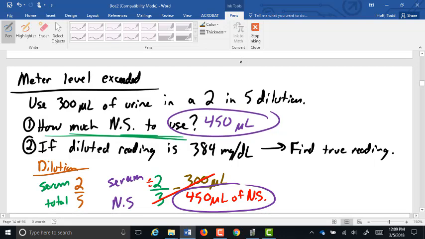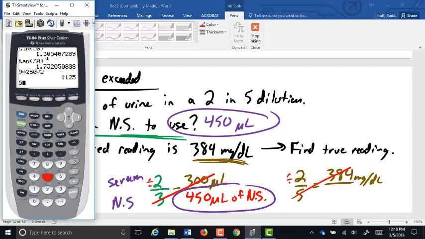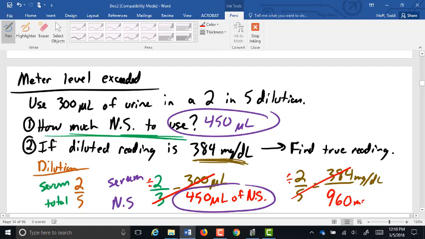Now to find the true reading, when we take our dilution, which is the 2 to 5, and remember, the true reading is always larger than the diluted reading. This is after we added water to it, so obviously it's going to be less concentrated. So that 384 goes with the smaller number, 384 milligrams per deciliter, and we'll cross multiply and divide. 5 times 384 divided by 2. I have to punch this one in. Gives us 960 milligrams per deciliter.